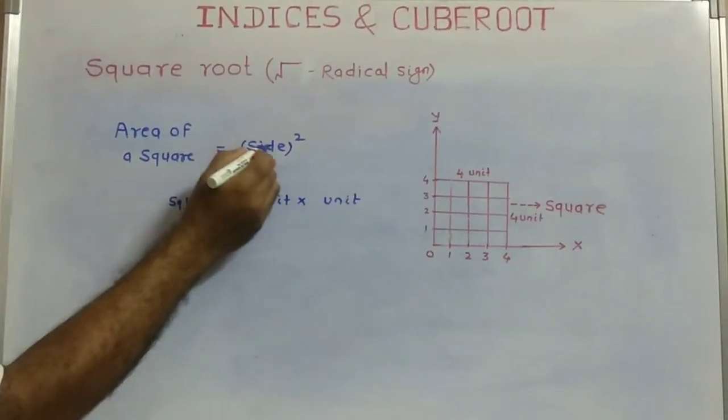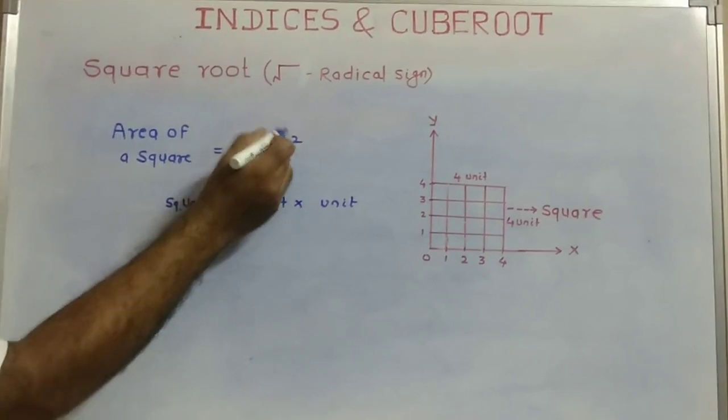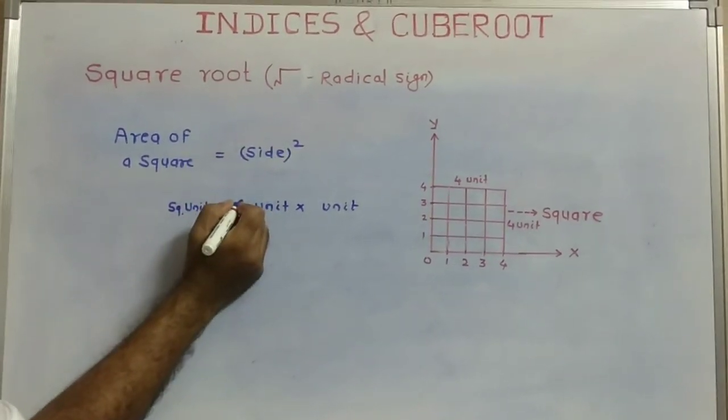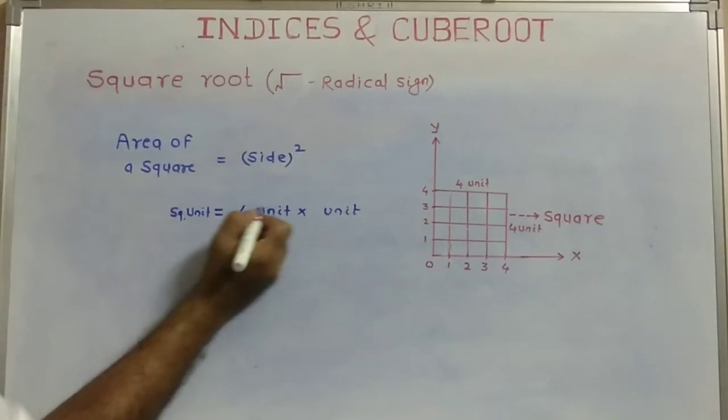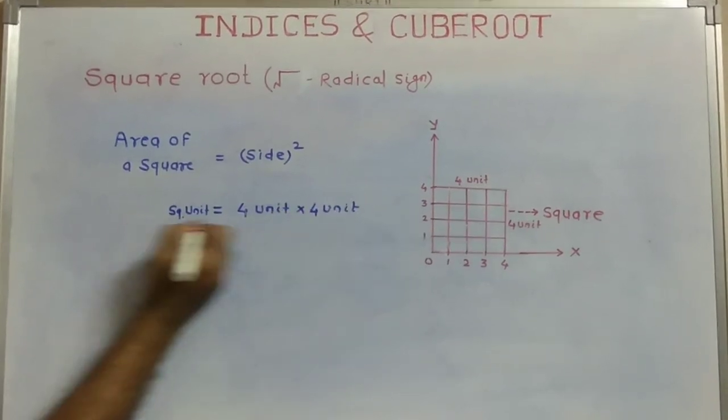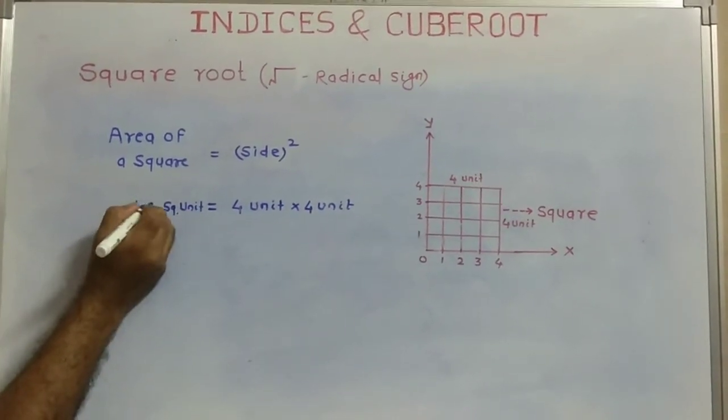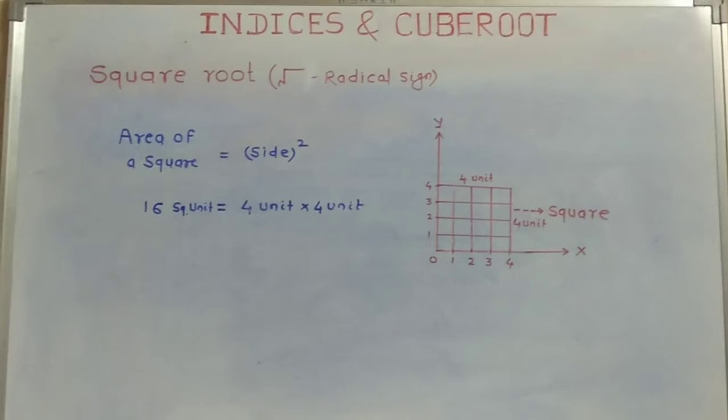What is the area of a square? It is given by the formula side squared. Therefore, you have to multiply 4 units by 4 units. Then it will become 16. 4 fours are 16 square units.